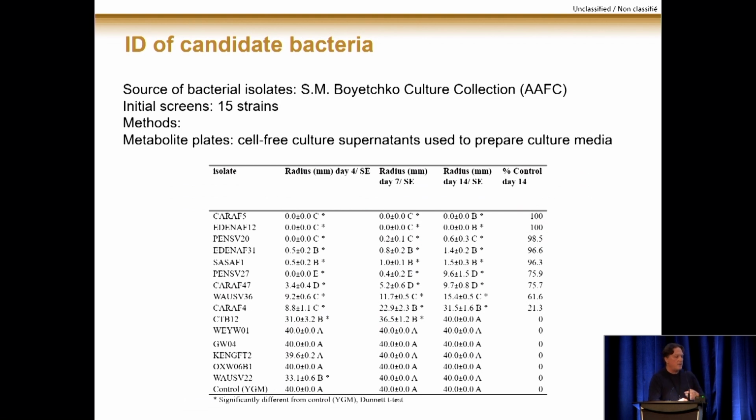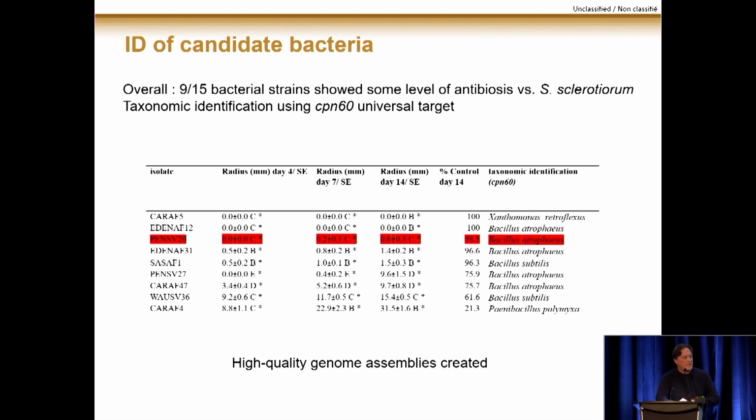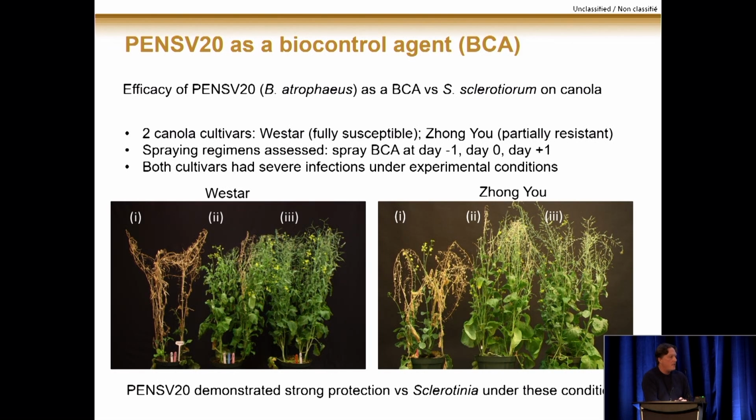And through this screening method, Sue was able to identify a series of strains with a variety of antibiosis activities, some of which were quite effective. Ultimately, we settled on one particular strain. You can see here when we identified them taxonomically that there are mostly strains of Bacillus. Many of them were Bacillus atrophaeus. And for reasons I won't go into, we zoomed in on this one strain of Bacillus atrophaeus called PENS V20 for really exploring this biocontrol effect. So we explored PENS V20 as a biocontrol agent.